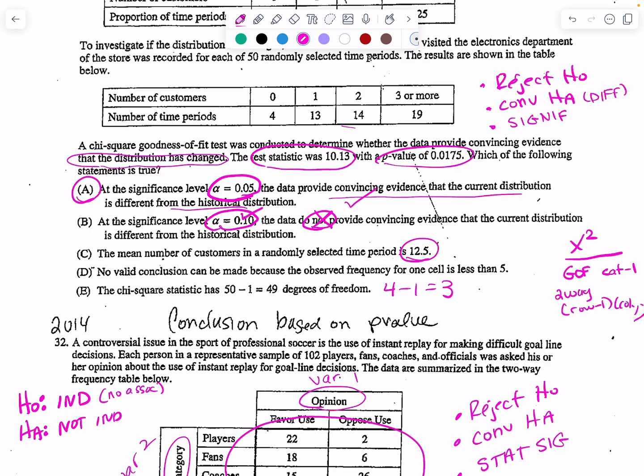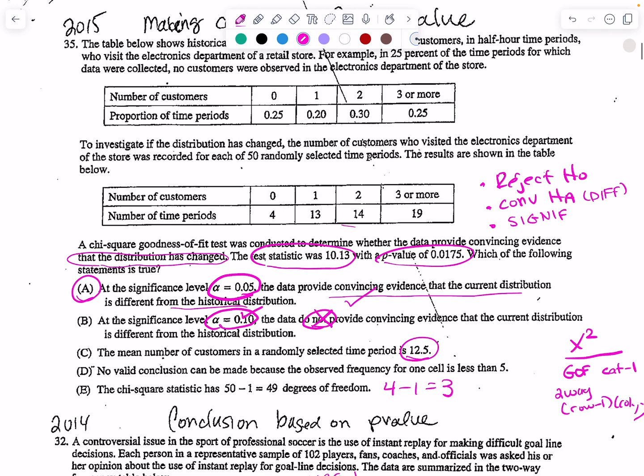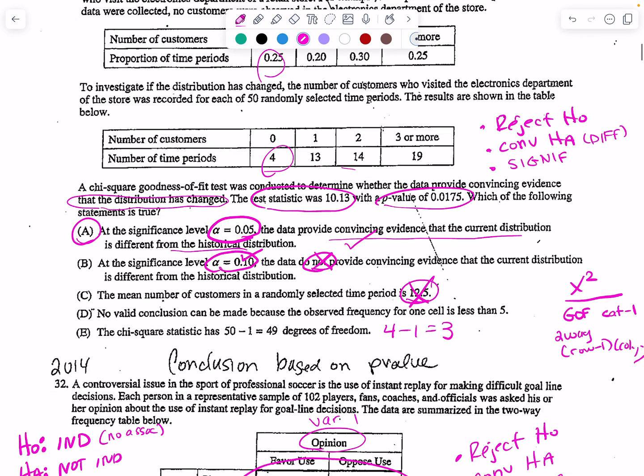If we add all these up and divide by 4, we get 12.5. However, it's not proportional because this is 25% of the time, 20% of the time, 30% of the time. So if you use it with proportion, it's not going to be 12.5. No valid conclusion can be made because the observed frequency of one cell is less than 5.